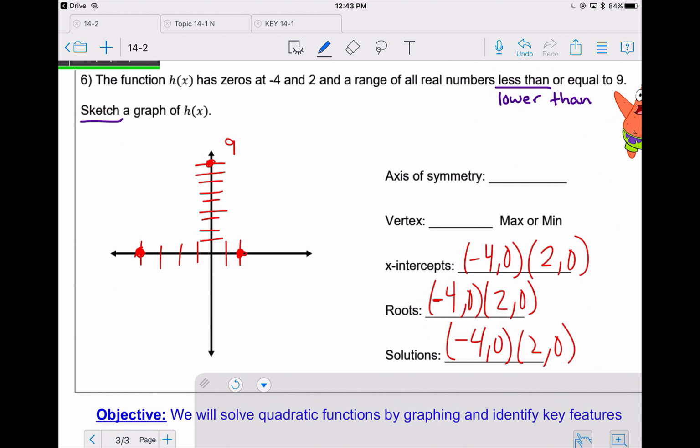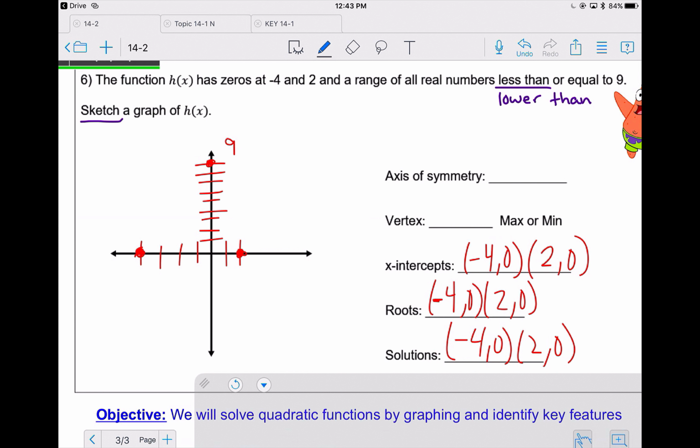Now, my axis of symmetry, I can't quite see what my vertex is just by plotting these three points. So my best goal here would be to take these two roots, negative 4 and 2, and figure out where the middle is. Because I know that somewhere in between these, I can fold this graph on the axis of symmetry, and the left side would match the right side. So your vertex is always aligned with your axis of symmetry.